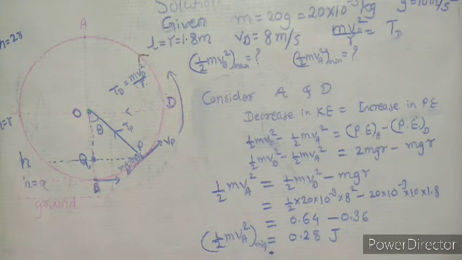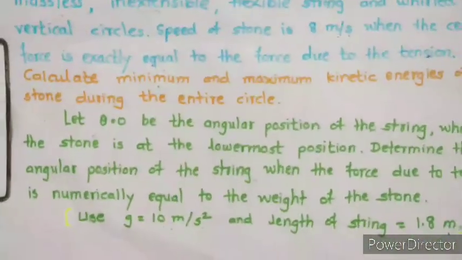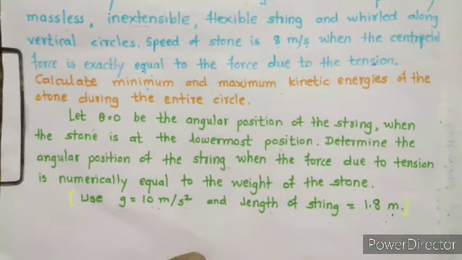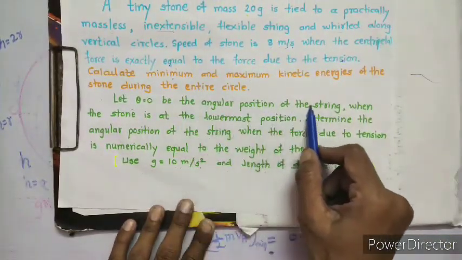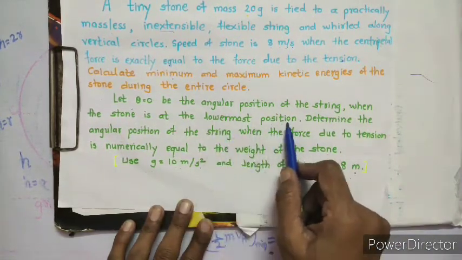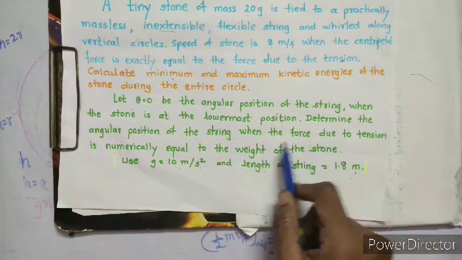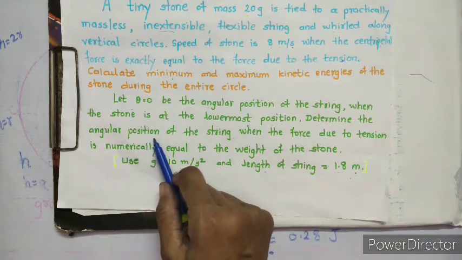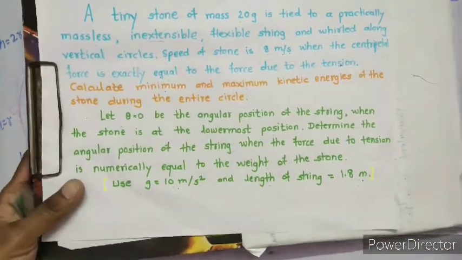Now we have to read the next part of the problem. Let theta equal to 0 be the angular position of the string when the stone is at the lowermost point. So that position we know. Determine the angular position when the force due to tension is numerically equal to the weight of the stone. So this is the question.